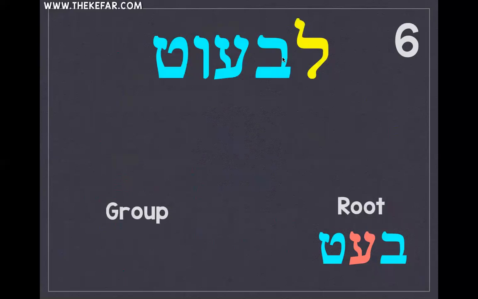So we're gonna find the shoresh the same exact way that we find the regular and the group 2 verbs. So this is another group 2 aha verb because the middle letter is an ayin. So bo'et, bo'etet, bo'atim, and bo'atot.